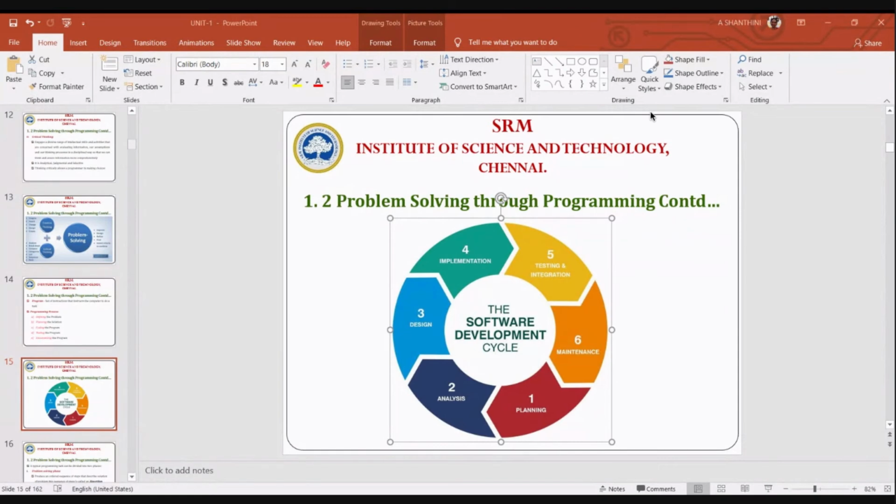Can you see my screen that has been shared, the PPT? Yes, ma'am. So here you have the third point, design. So what does this design actually mean? Danish, can you tell me?